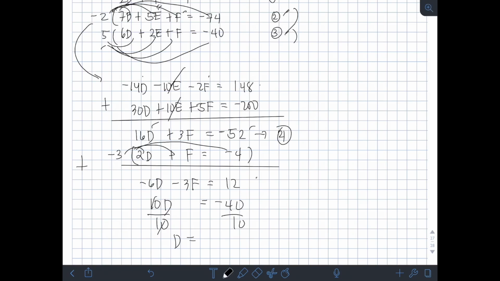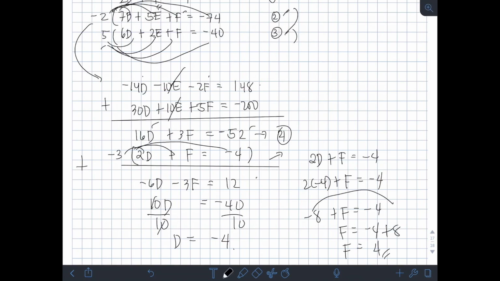We have D is equal to negative 4. Okay? Para ma-solve si F, gamitin na lang natin ang equation 1. So, 2D plus F is equal to negative 4. And then, substitute natin yung nakuha nating D na negative 4. 2 times negative 4 plus F equals negative 4. So, negative 8 plus F equals negative 4. F is equal to negative 4, transpose si negative 8, positive 8. F is equal to negative 4 plus 8 or 4.